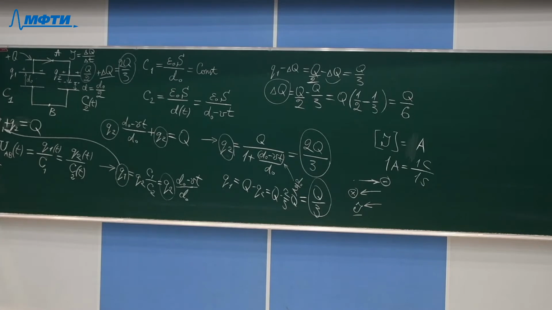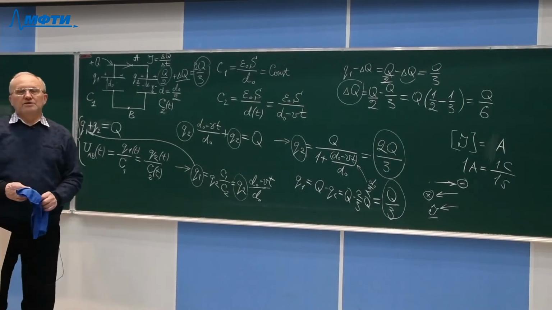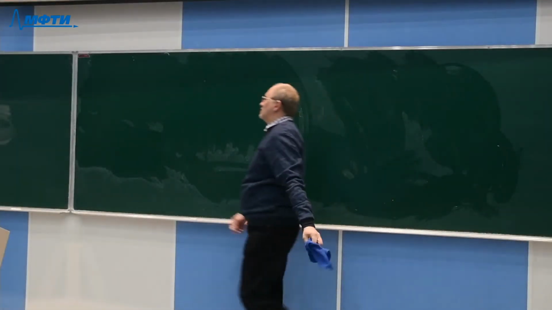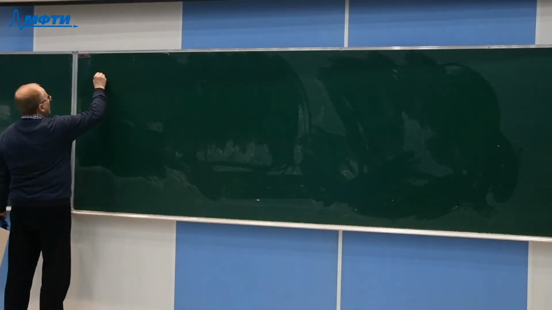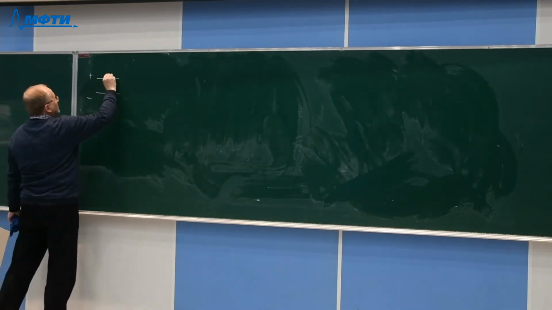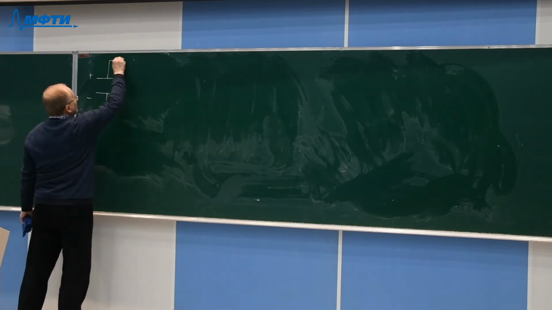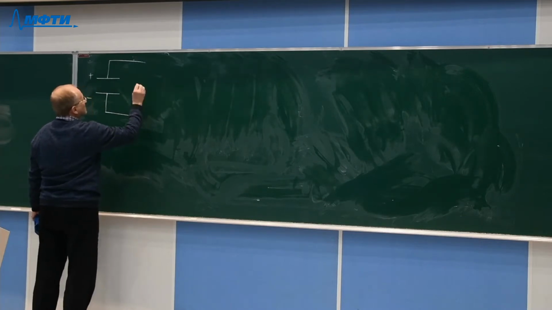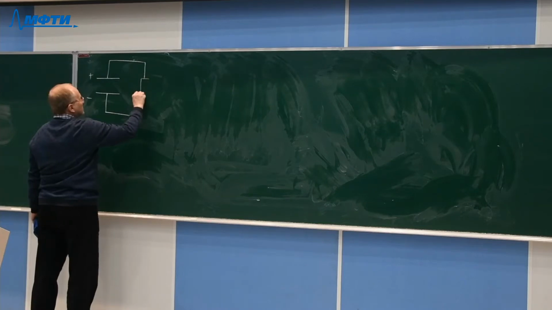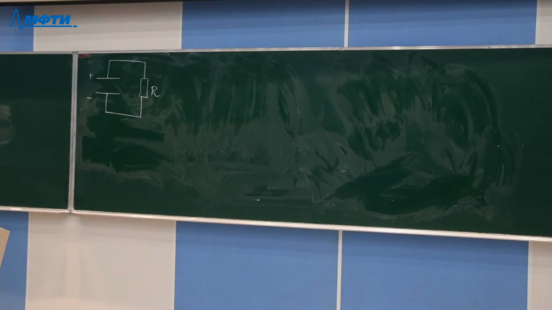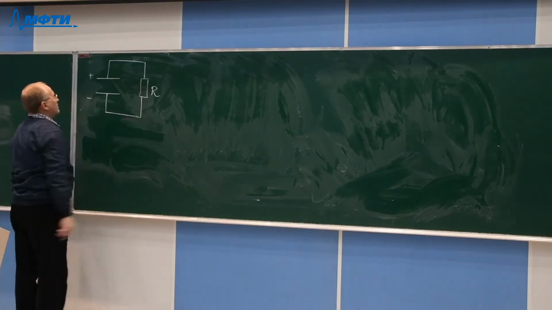So on this point, we start a new topic, which is electric current. Assume we have a capacitor which was charged somehow, and this capacitor is short-circuited. That is, its plates are connected by a wire, but if the wire is long enough, then it will have some resistance, and the resistance is denoted by such a rectangle on the schemes.